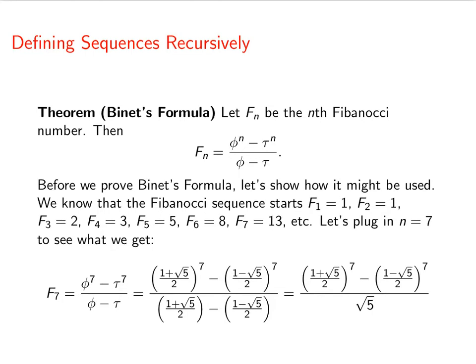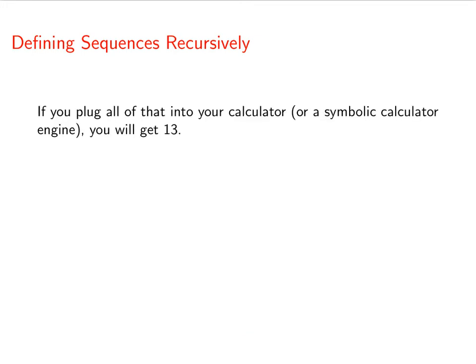One thing to notice is that this denominator, which is always just going to be phi minus tau, is just square root of 5. All right, and the numerator will have phi to the 7th minus tau to the 7th. Not a whole lot we can do to simplify that. Now if you plug all that into your calculator, or some kind of symbolic calculator engine, you'll get 13. That is a miraculous formula.